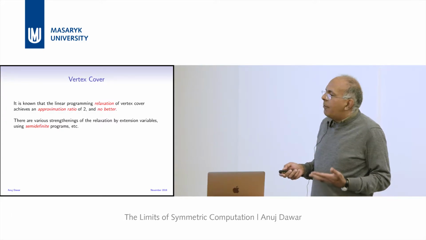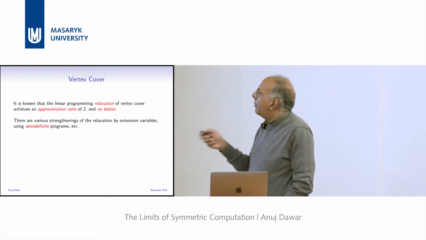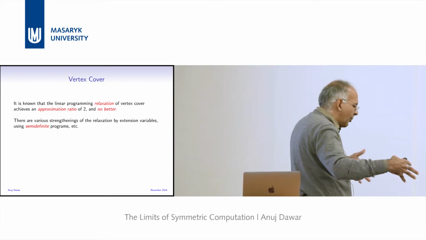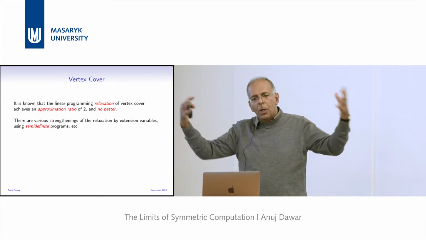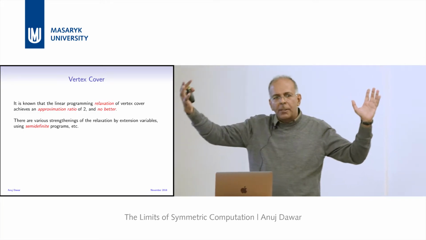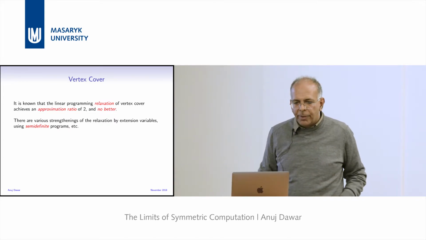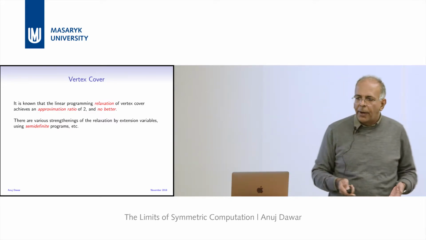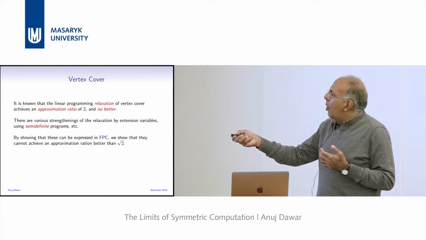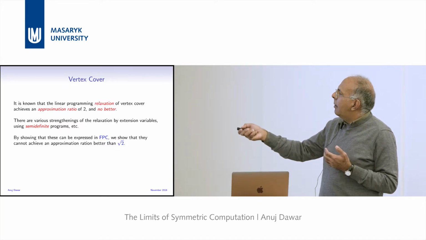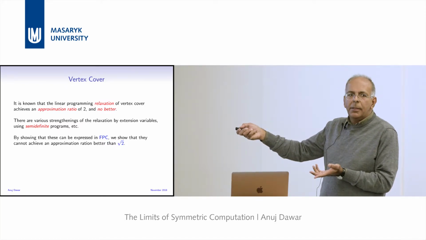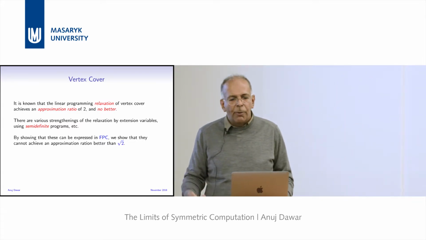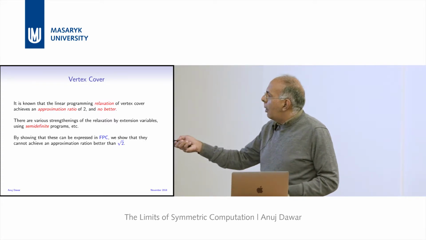Now, people have considered various ways of strengthening this linear program by adding what are called extension variables. So you have not just variables for vertices, but you add additional dimensions to effectively build more complex polytopes whose projection down still gives you a vertex cover. Consider semi-definite programs rather than linear programs, et cetera. We're able to show that many of these standard extensions are still symmetric, still solved by the ellipsoid method symmetrically and therefore in FPC. And we can prove a lower bound in FPC.